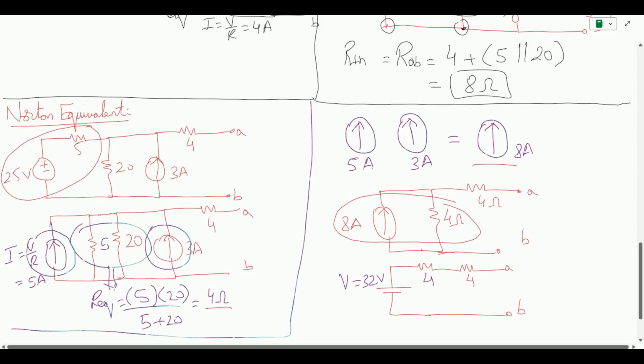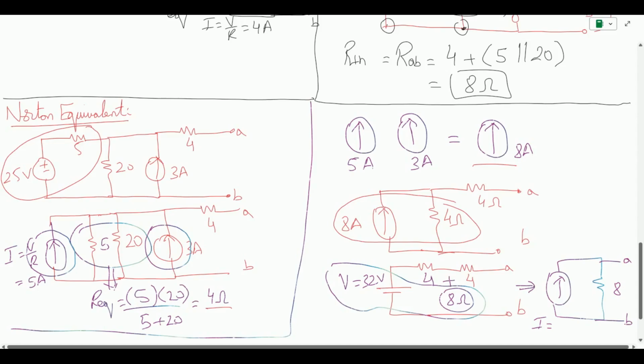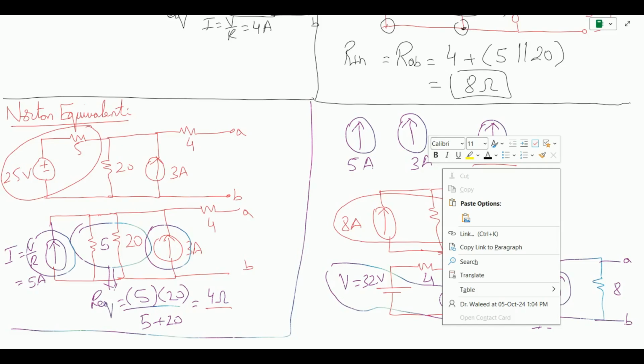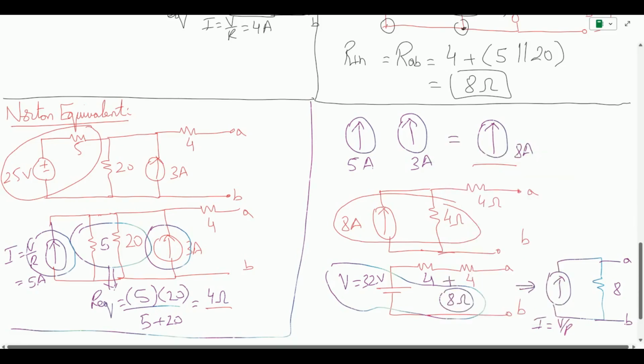Now in series, if I add these together, I get 8 ohms in series, and now again this 32 volts and 8 ohm can be transformed into a current source with its terminals A and B. So this is 8 ohm, and the current comes out to be V by R, and you have 4 amps of current. So this is how you solve the Norton equivalent by using the source transformation method.